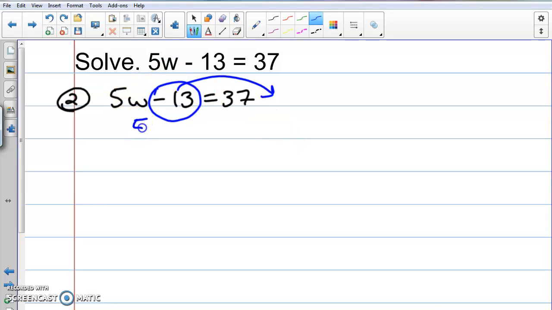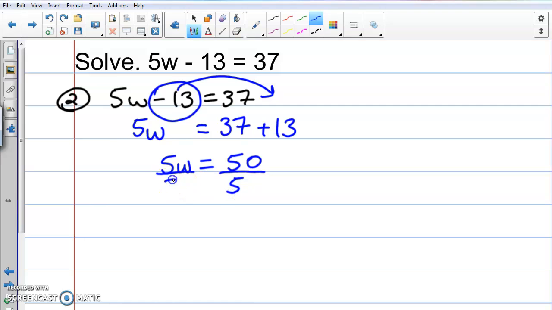So our 5w's on the left, so he just drops down, equals 37's on the right, and we take our minus 13 over here to make him a plus 13, and we're set. Now we need to actually do this, so 37 plus 13. So 5w equals 37 plus 13 gives us 50. And now our last step is to see what we need to do to get w by itself. So once again, 5 and w are side by side. That means they're being multiplied. So the opposite is to divide. So I'm going to divide both sides by 5. 5's cancel. And w equals 50 divided by 5 gives us 10.